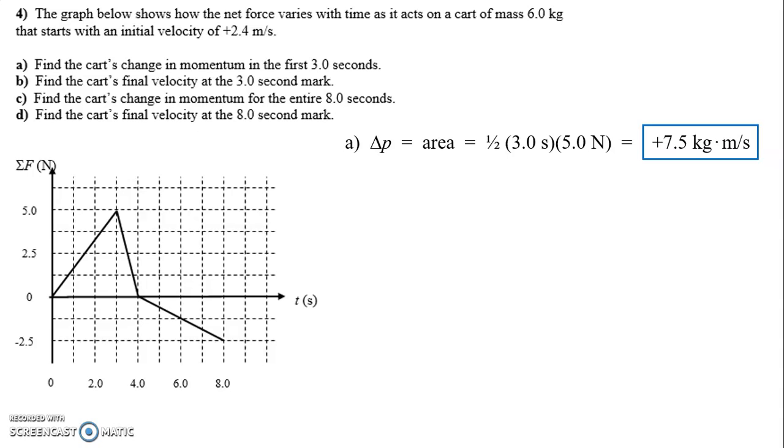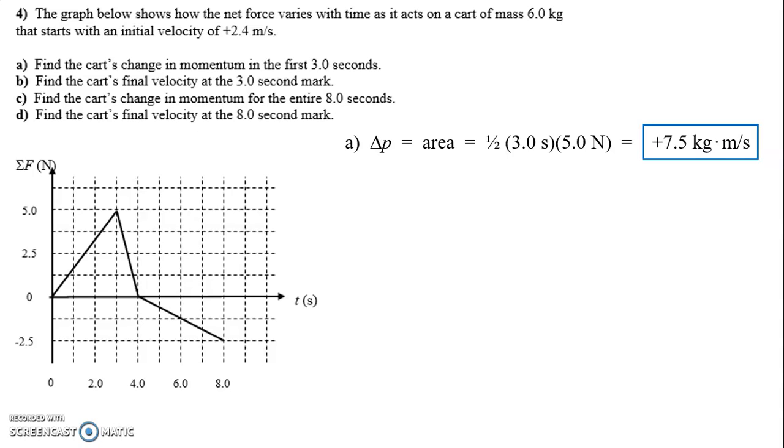We do want to put a sign on it to indicate direction, and we have a direction implied here with the initial velocity being positive 2.4 meters per second. You might recall on a graph, positive usually means forward and negative usually means backward. So in this case, the change of momentum is forwards, in the same direction as the object's motion. This object is gaining 7.5 kilogram meters per second of momentum.